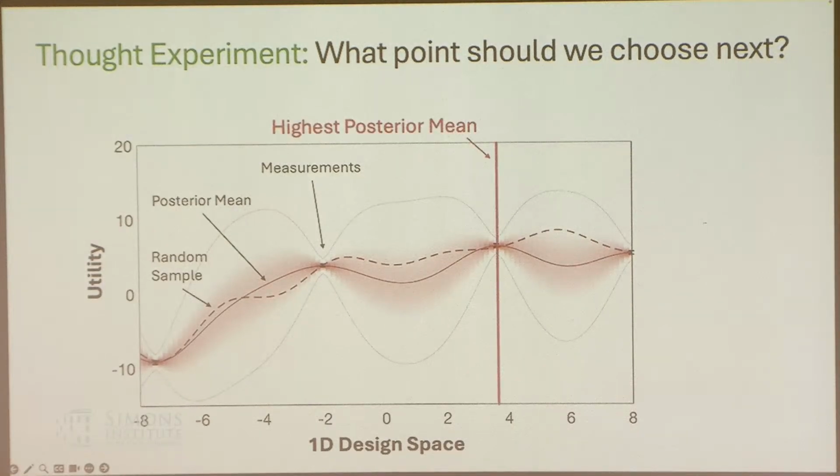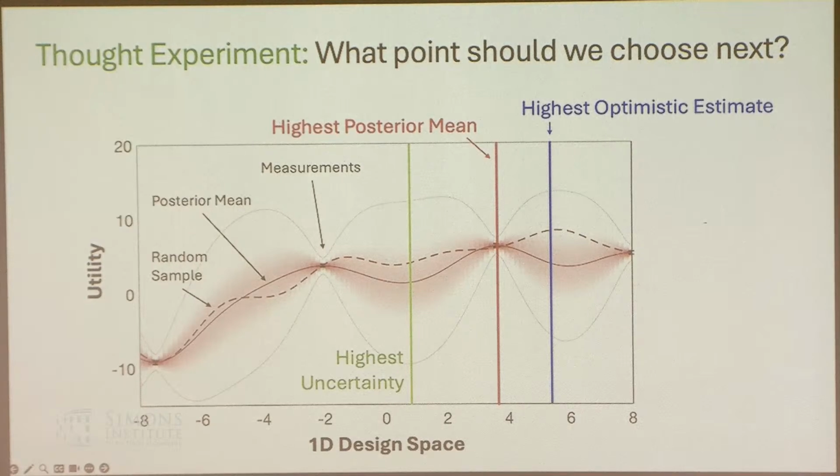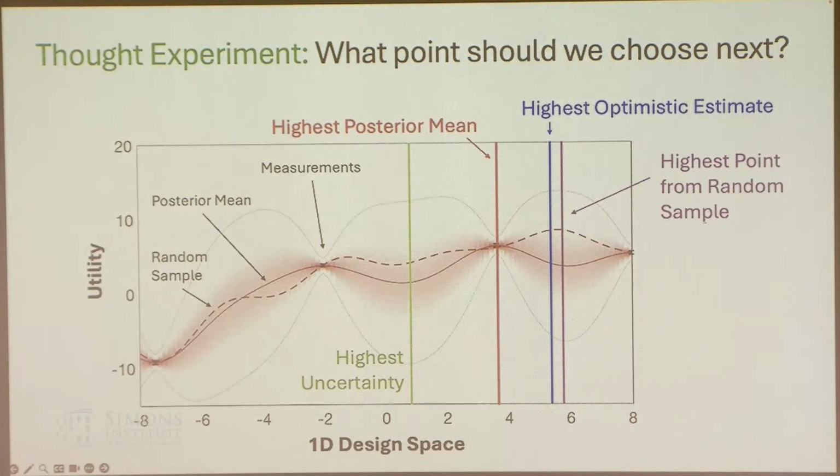We can choose the point with the highest posterior mean. That's the point in the 1D space that intersects that vertical red line. We can choose the point that has the highest uncertainty. This is the highest distance between the upper and lower confidence bounds. That's the green point. We can choose the point that has the highest optimistic estimate. That's where the upper confidence bound, that top red line, is maximized. We can choose the point that has the highest value according to our random sample. That's the purple point.